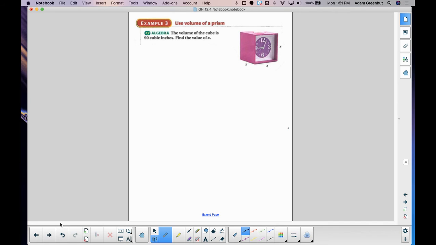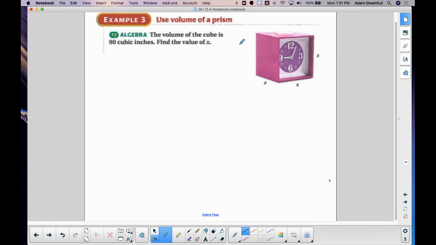All right, let's keep it going. The volume of a cube is 90 cubic inches. Find the value of x. Well, this shouldn't be too bad. A cube, as we learned before, has congruent edges. It's equilateral. So I know how to find the volume of any cube. It's area of the base times the height. If I do area of the base, it'd be x times x, or x squared, times the height of x. So the volume of a cube, you could actually just cube the side.